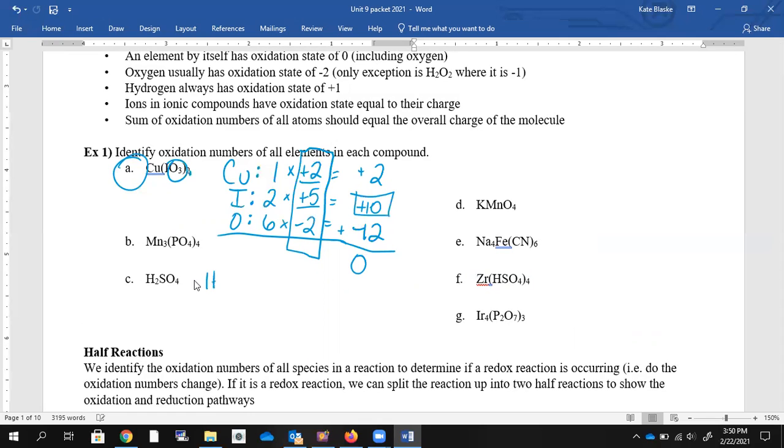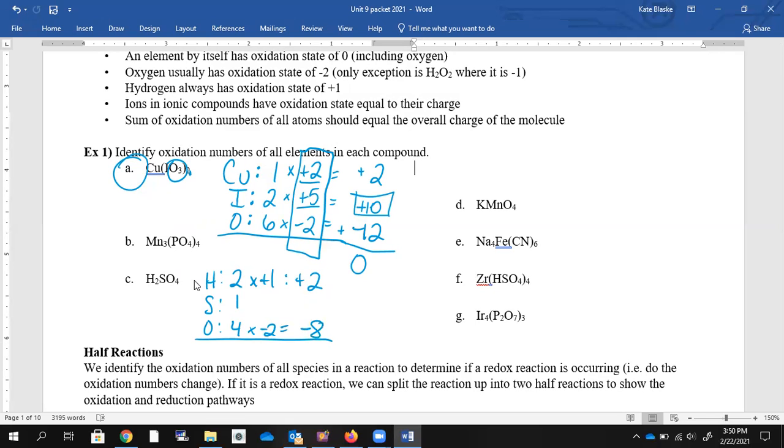So again, I've got hydrogen, I've got sulfur, and I've got oxygen. I've got 2 hydrogens, I've got 1 sulfur, I've got 4 oxygens. I think about my rules. Hydrogen always has an oxidation state of +1, so that's a total of +2 towards it. Sulfur, we don't have any rules about. Oxygen is usually a -2, so this is going to be a -8.